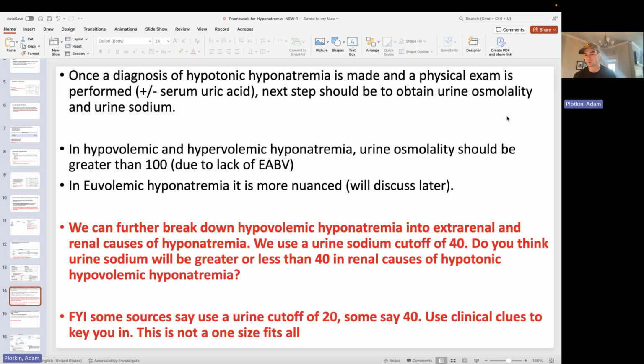We use a urine sodium cutoff of 40. Do you think urine sodium will be greater or less than 40 in renal causes of hypotonic hypovolemic hyponatremia? So think about it. If we're talking about renal causes, is my urine sodium going to be higher or lower than 40?